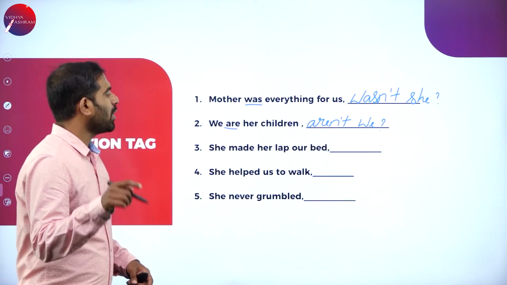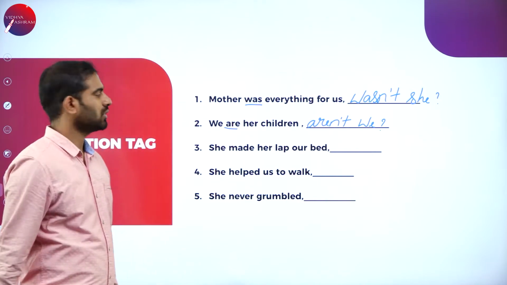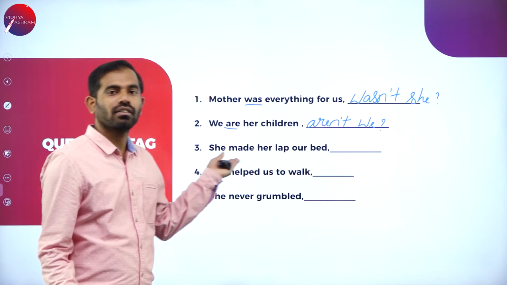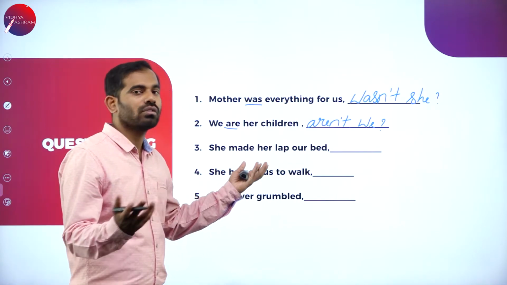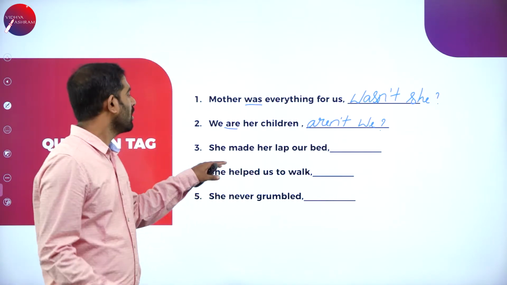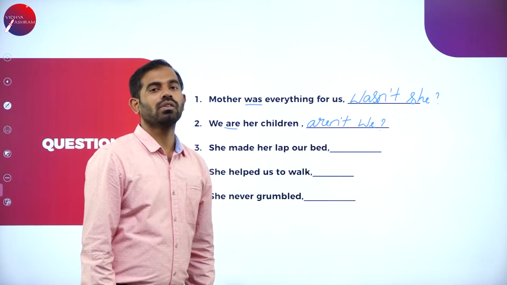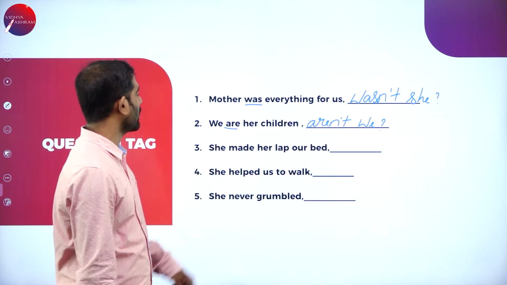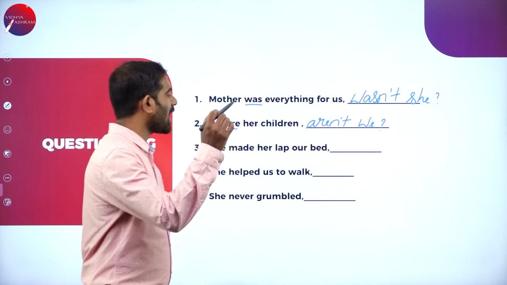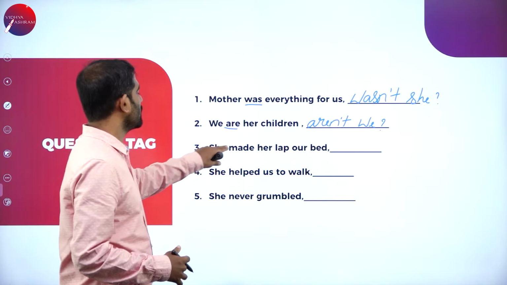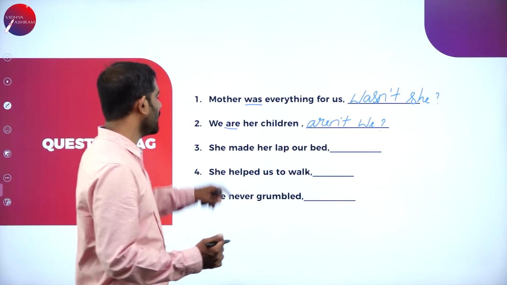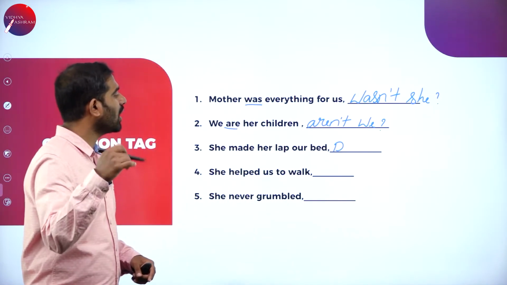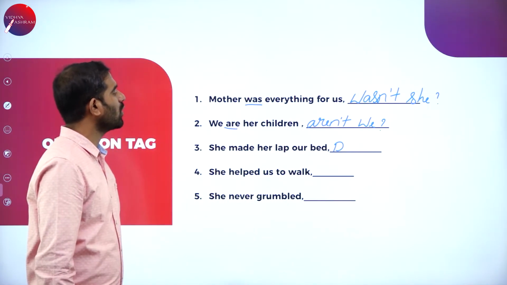She made her lap our bed. Now, there are no auxiliary verbs anywhere. There is not even a single auxiliary verb. So how do you add the question tag? How do you frame the question tag here? She made her lap our bed. Made, did she?